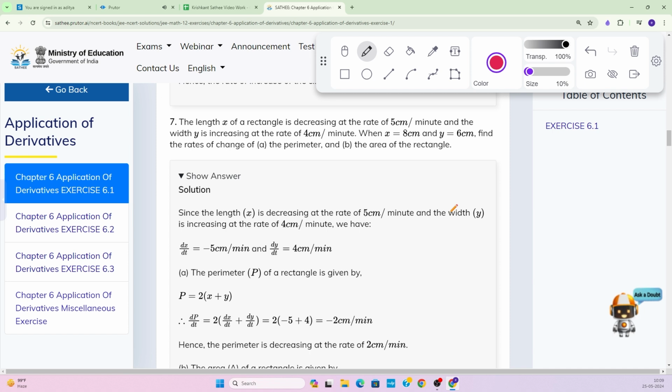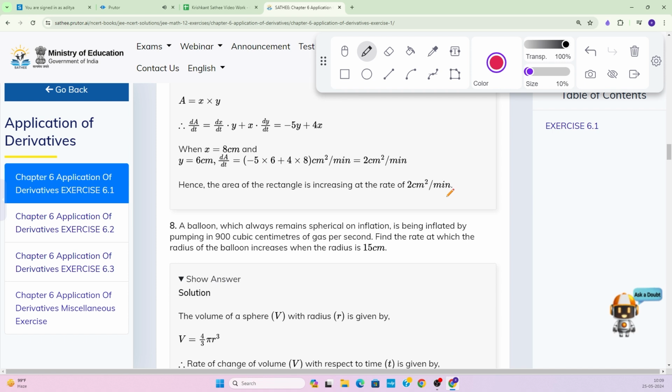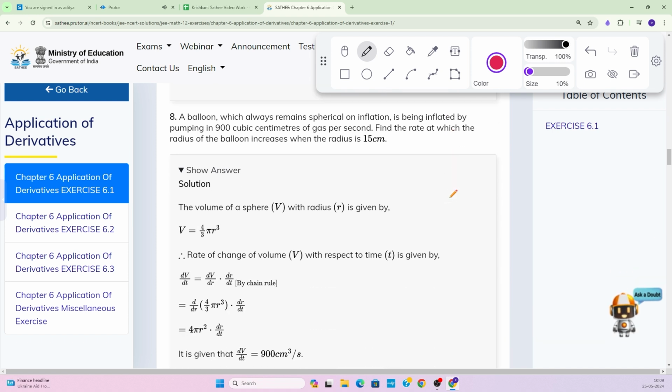The perimeter of a rectangle is nothing but 2 times length plus breadth. Okay, length plus breadth, you must know this. Now the area of a rectangle you must know: length into breadth, or x into y, if x is your length and y is your breadth. Okay, length into breadth. You must know about the sphere.